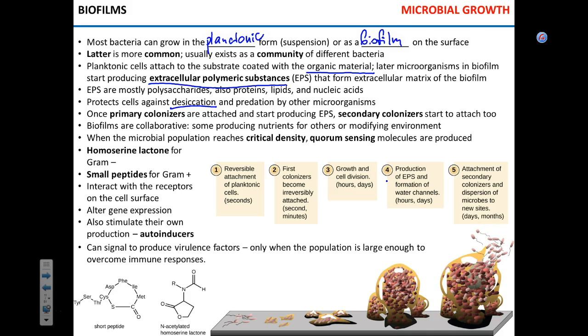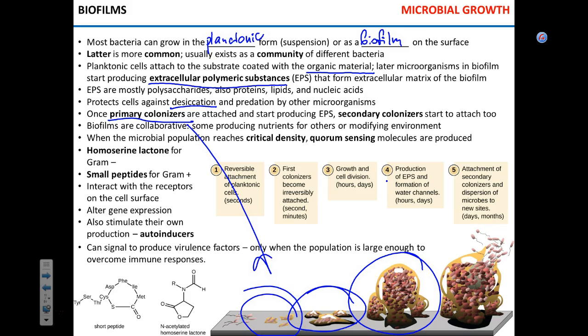EPS protects against this. Now, these microbes that settle first are called primary colonizers. Once they establish a certain level of communication between them, secondary colonizers are attracted, and the biofilm starts to grow. Secondary colonizers attached to EPS contribute to EPS again. And an interesting thing is that biofilms are collaborative. It's not just many species growing independently. Often some species utilize metabolites of others. Some may produce factors contributing to growth of others, and all kinds of collaboration. So essentially, biofilm is a great example of mutualistic relationships.